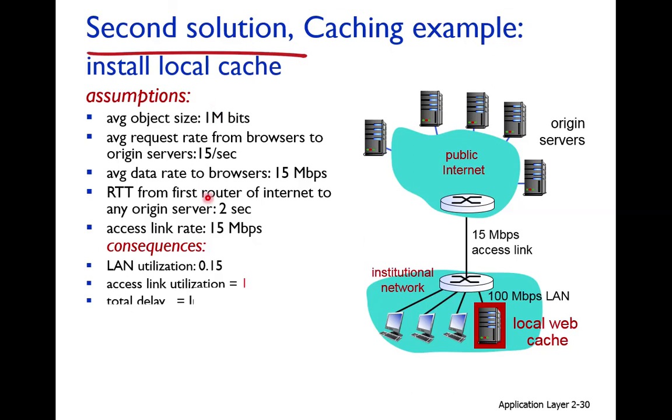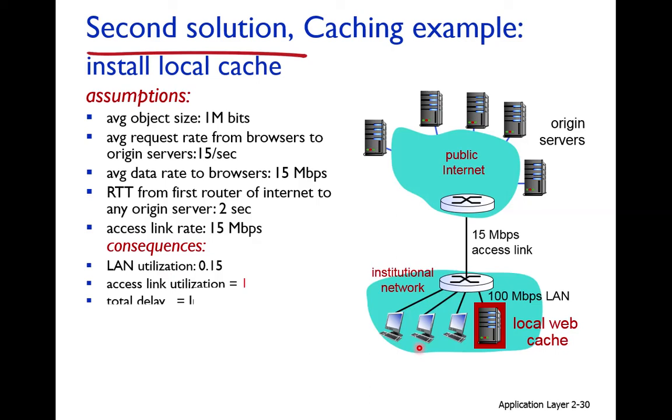In the same example, the average object size is 1 MB. There are 15 requests per second for objects. The access link is the same 15 Mbps, and the RTT from this router to the origin server is 2 seconds this time.